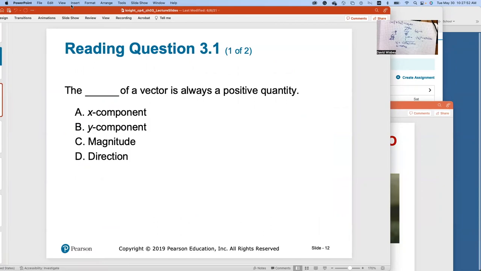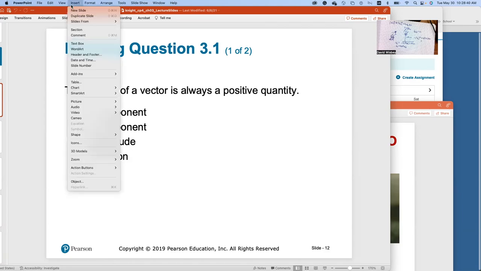Okay, so the blank of a vector is always a positive quantity. What is always a positive quantity? Is it the x and y components of a vector? Well, I could have a vector going in any direction. The thing that's always positive is the magnitude. Magnitude is a scalar quantity, and it just tells you how far it's gone, or what's its velocity? What's the magnitude of the velocity? Or what's its acceleration? But it doesn't give you a direction.